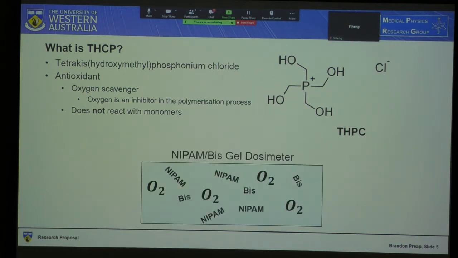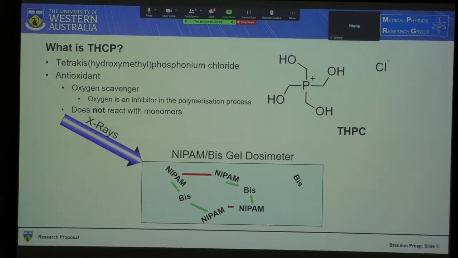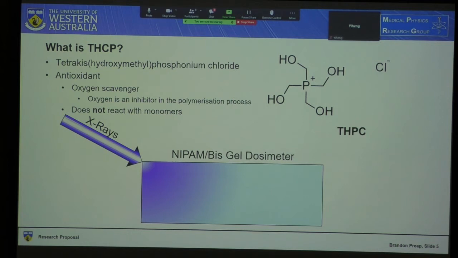So say that we made our gel under normal standard temperature and pressure, so there's going to be some oxygen when we're making it. We add some THPC, and then the oxygen is scavenged, and it's good to go. After we irradiate it, you get some bonds that are formed between the NIPAM and the BIS, which connects the NIPAMs together. What you should get in the end is a very nice gradient, but in 3 dimensions instead of 2.